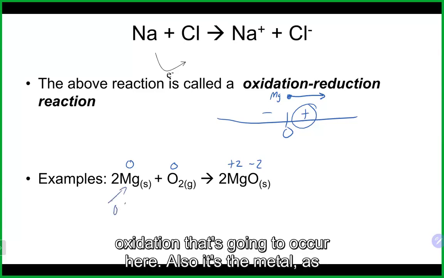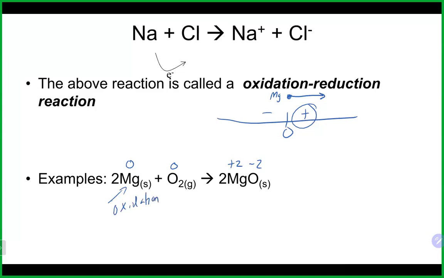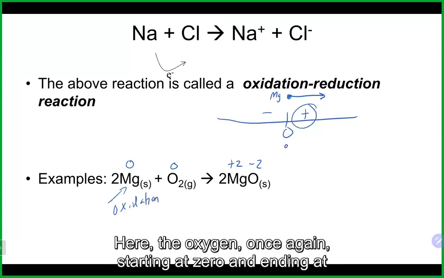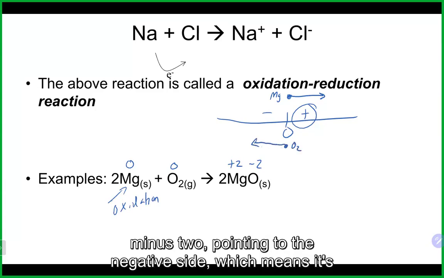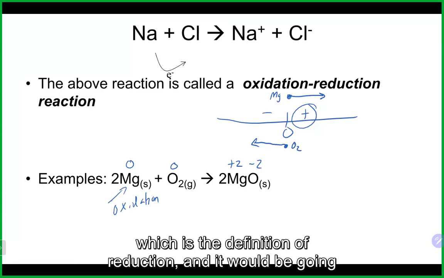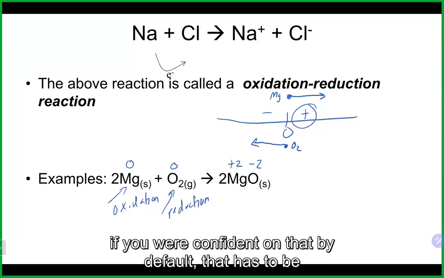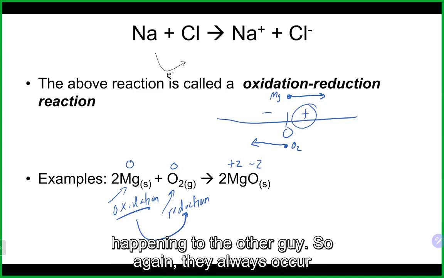Also, it's the metal, as we've been talking about, so that is what we expect to happen. Here, the oxygen, once again, starts at 0 and ends at -2, pointing to the negative side, which means it's becoming more negative, which means it had to gain electrons, which is the definition of reduction. Much like the last one, if you were confident on that, by default, that has to be happening to the other guy.